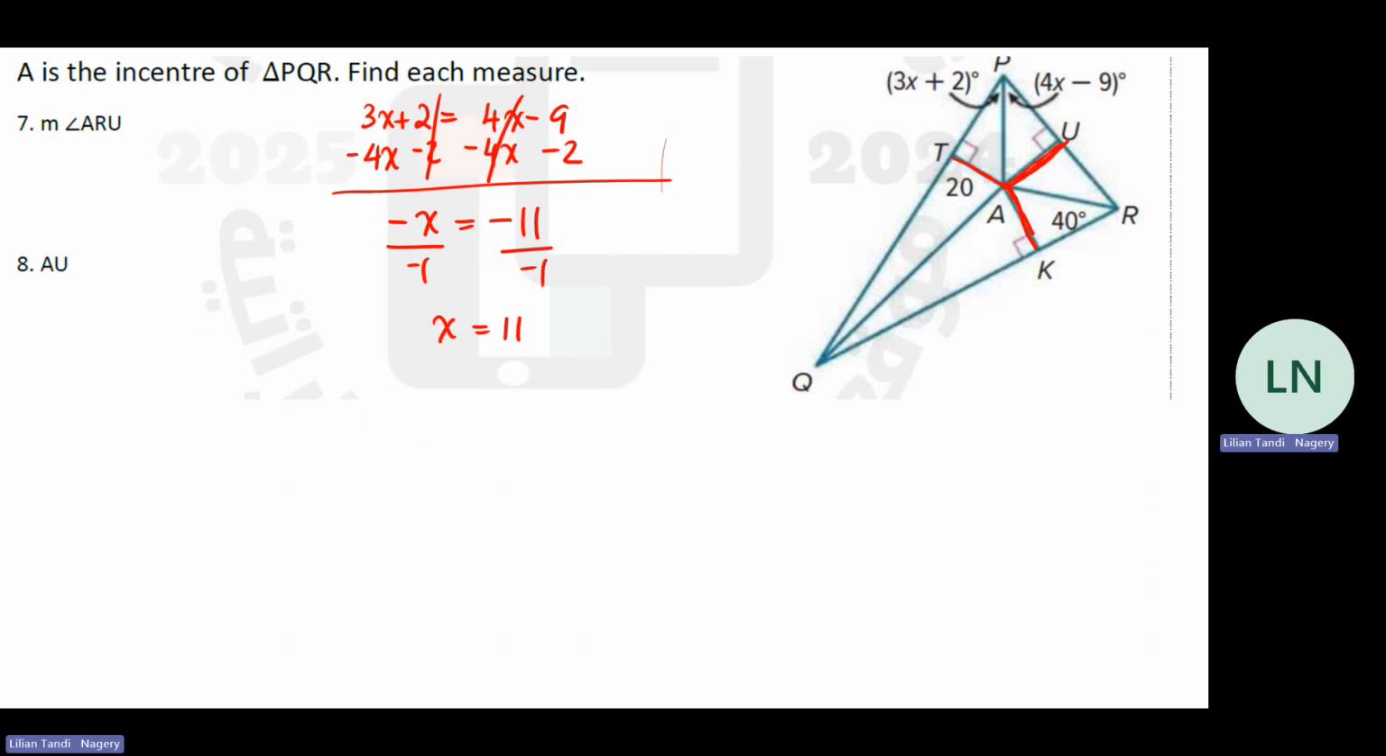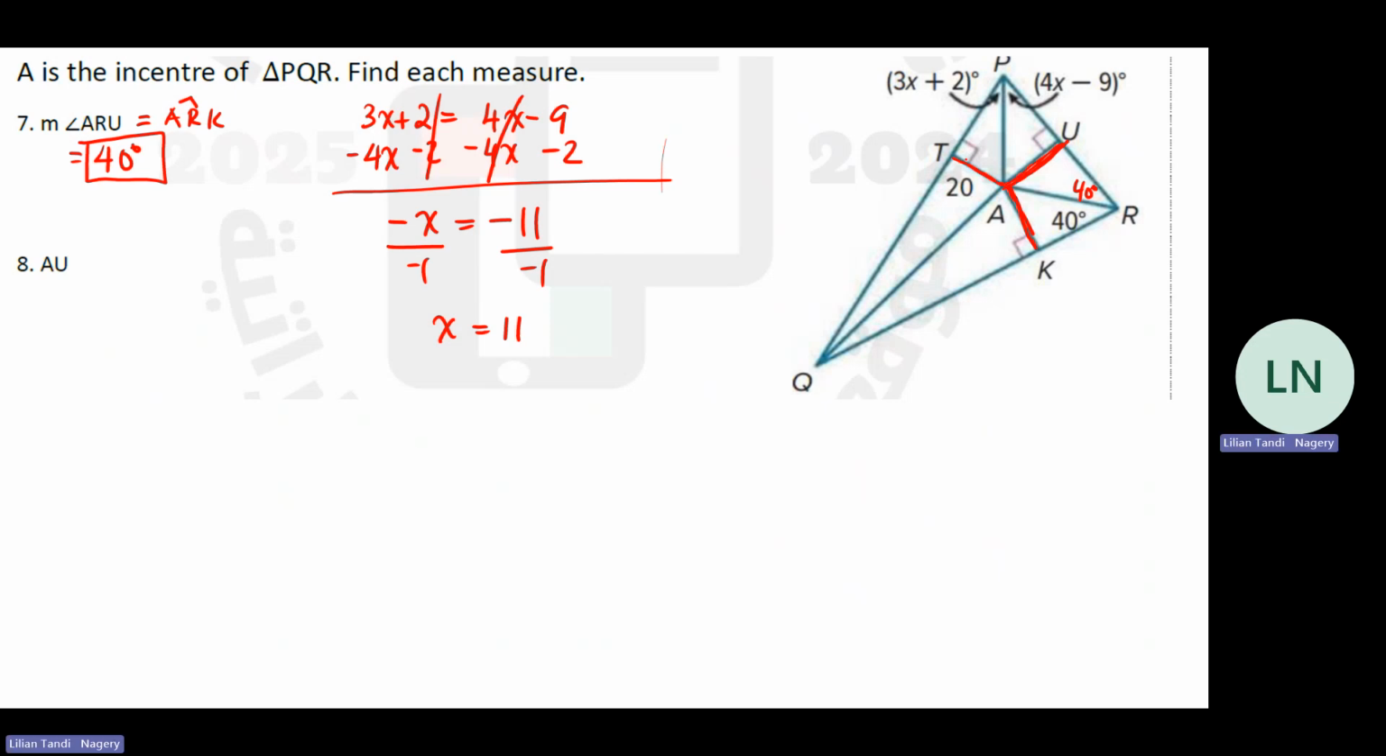Okay, now we want to find ARU. ARU. Aha. So we said AR is an angle bisector. So if this is 40, this is also 40. So ARU is 40 degrees, like that, because it is equal to ARK, angle ARK. Okay, now let us find AU from here to here.